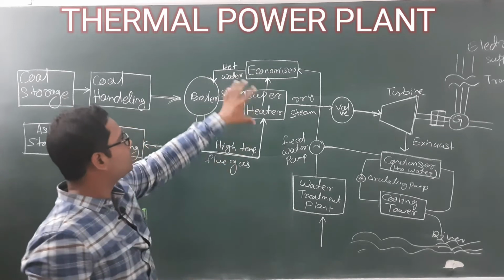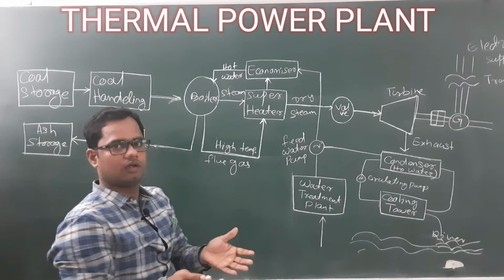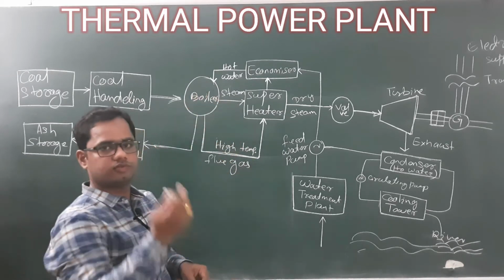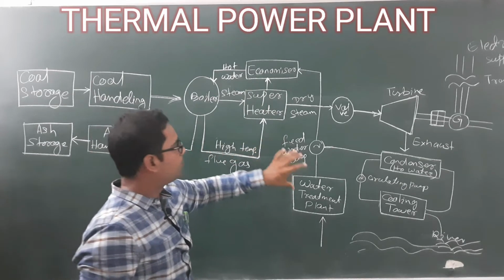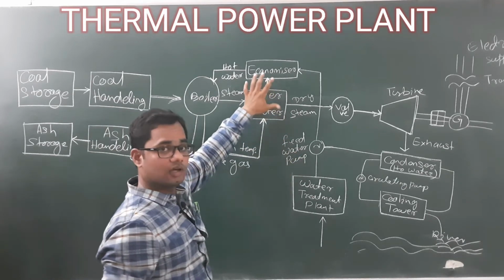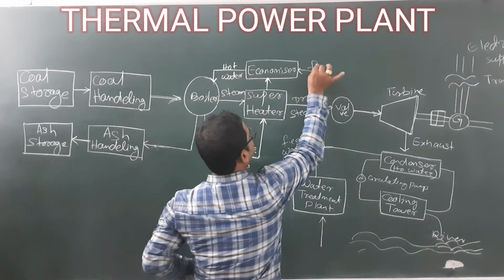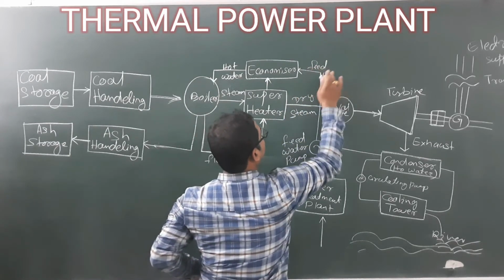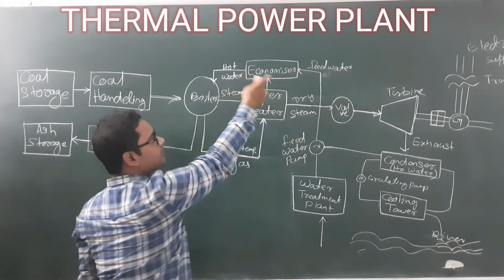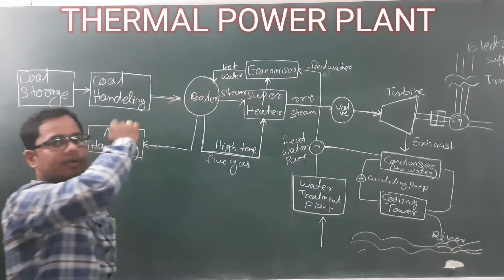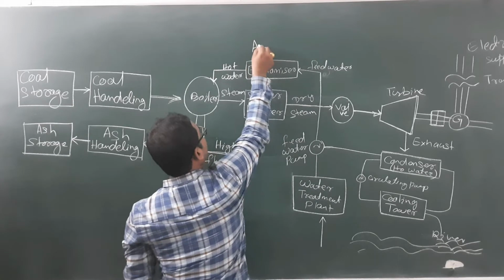That means when you put hot water inside the boiler, the formation of steam will be quicker, and the efficiency of the boiler will also be more. So the function of the economizer is to increase the temperature of your feed water, which will be fed into the boiler. After that, what happened? Here one air preheater is there.